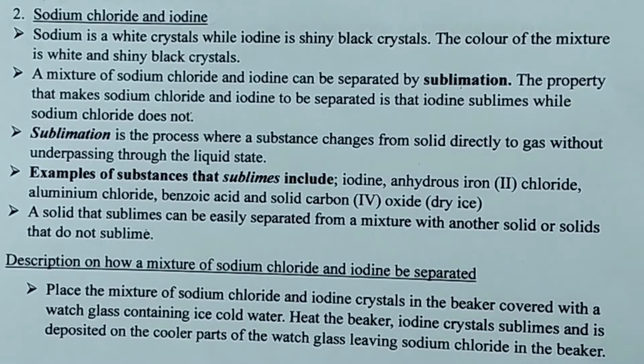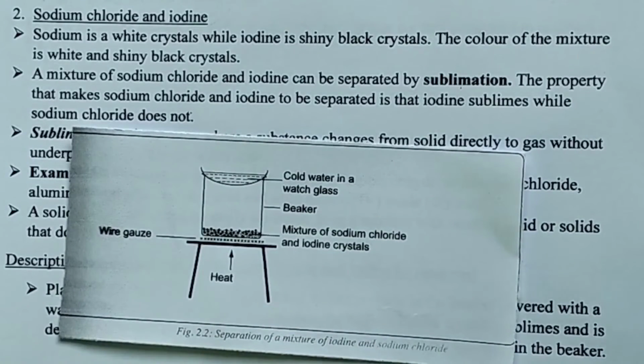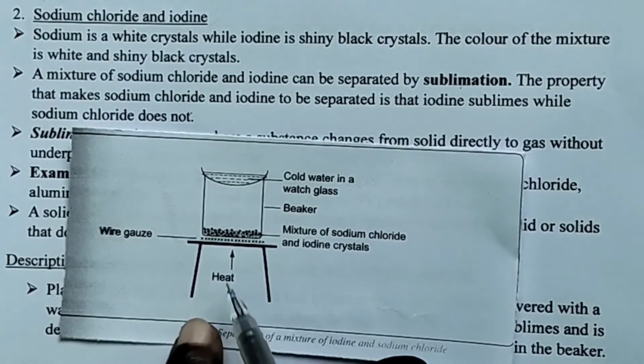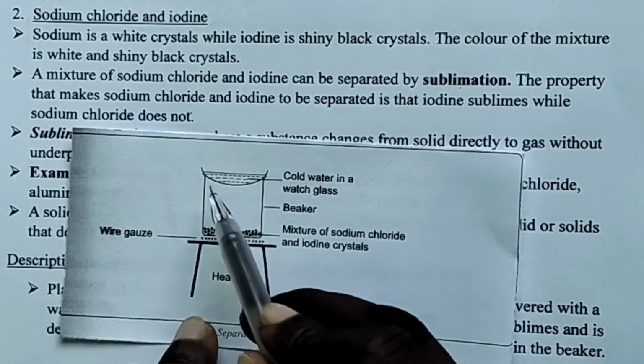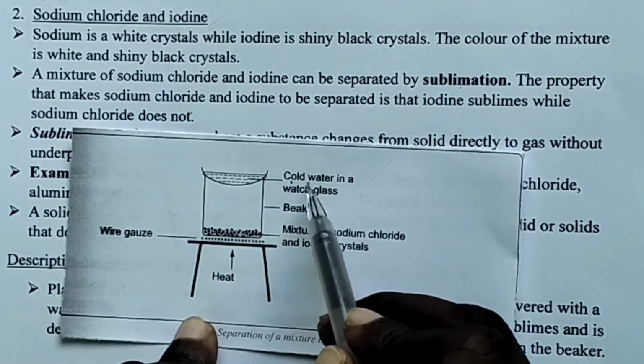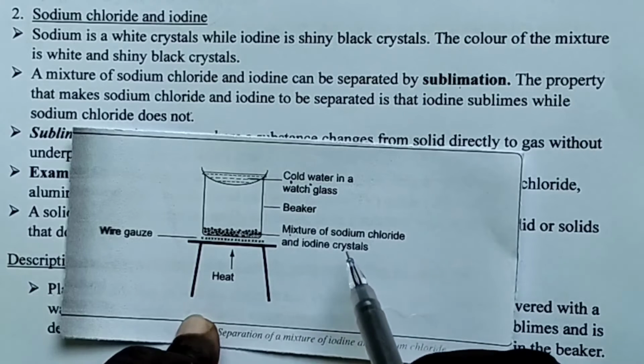And that description, we can check it here. In this diagram, we have the heating here. This is the tripod stand. This is the wire gauze inside. Then this is the beaker. It's covered with cool water in a watch glass. So the mixture of sodium chloride and iodine crystals is heated.